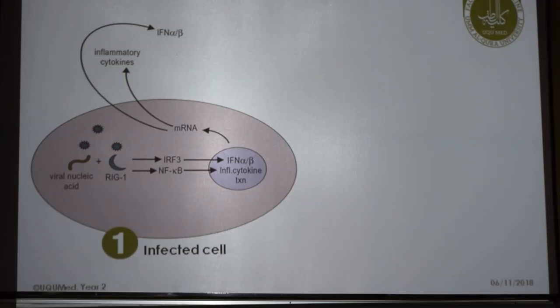Now this infected cell, in this particular patient an epithelial cell, has the pattern recognition receptor called RIG1, retinoic acid inducing gene 1. RIG1 will recognize it, and whenever the pattern recognition receptor recognizes, they do transcription factor production. So, in simple terms, they will do some signaling. As a result, interferon alpha and interferon beta will be produced. These are type 1 interferons. Okay, so this is the infected cell.